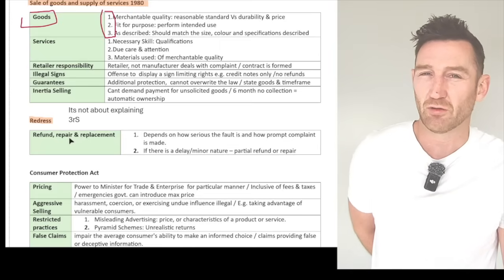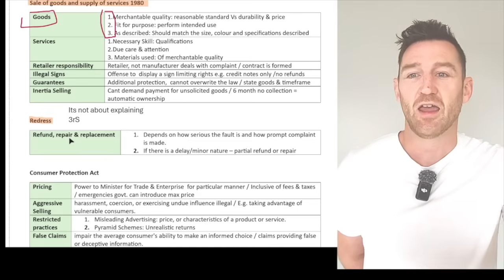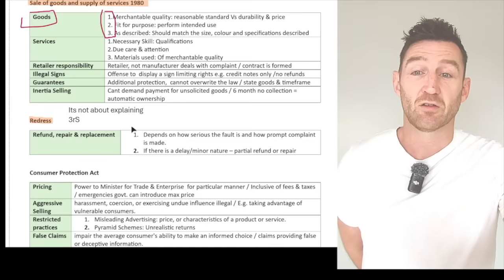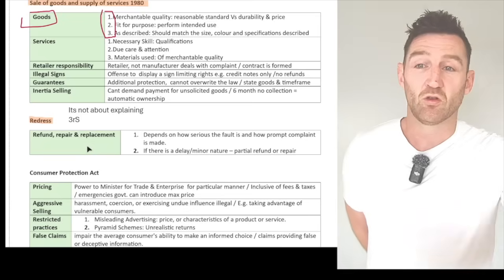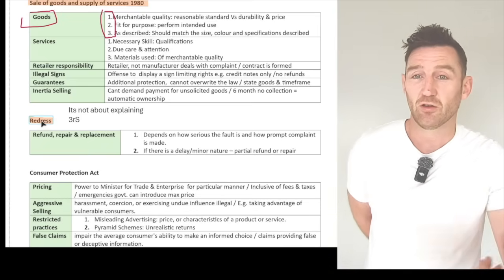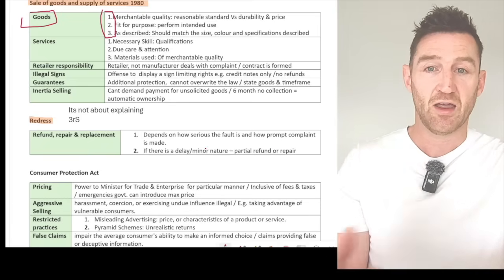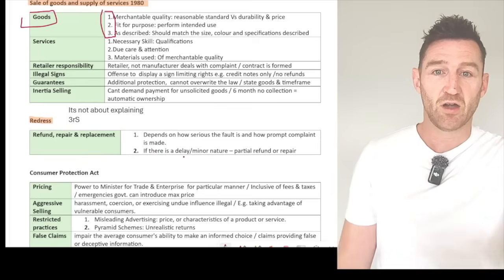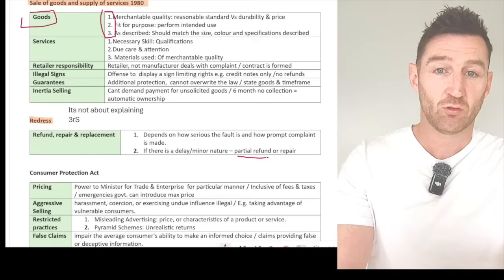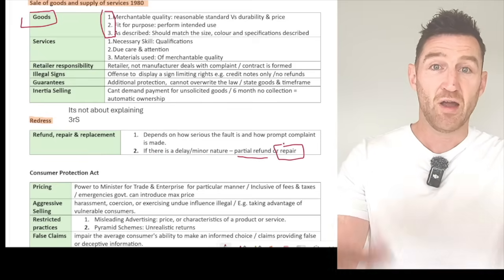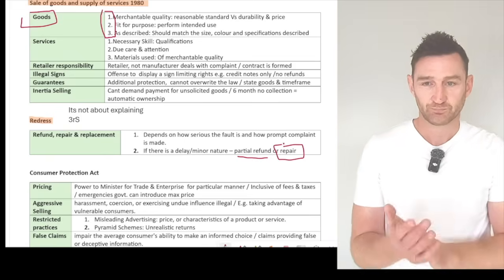I'm like, well, why was it broken in the first place? How do I know it's not going to break down again? So there is kind of a hierarchy here. That's what you're showing, that the element of redress you're entitled to is dependent on how serious the fault is and how promptly you complain. If there's a delay, or if it's of a minor nature, you might only get a partial refund, or like I said, repair, which is definitely the least desirable.